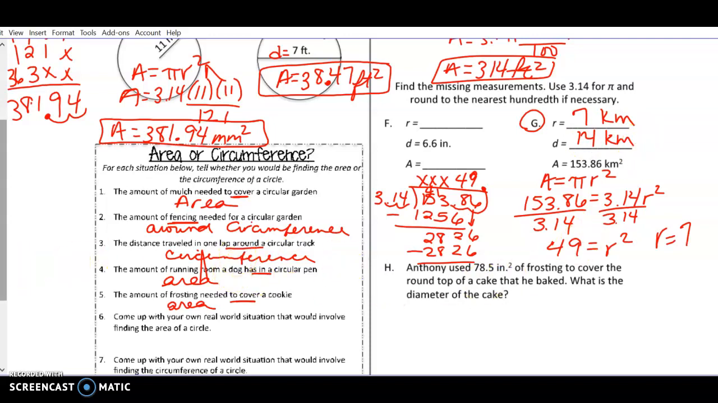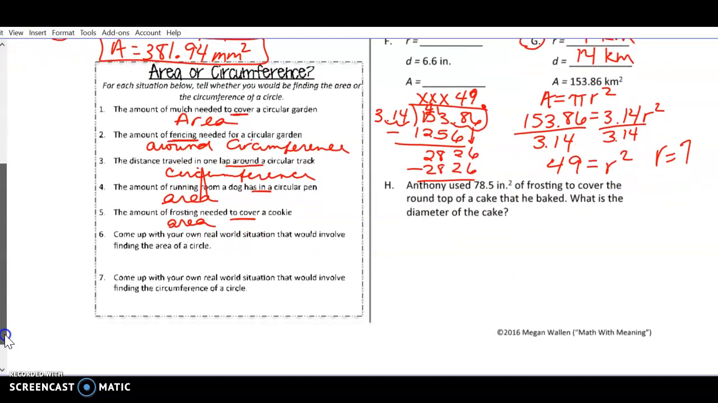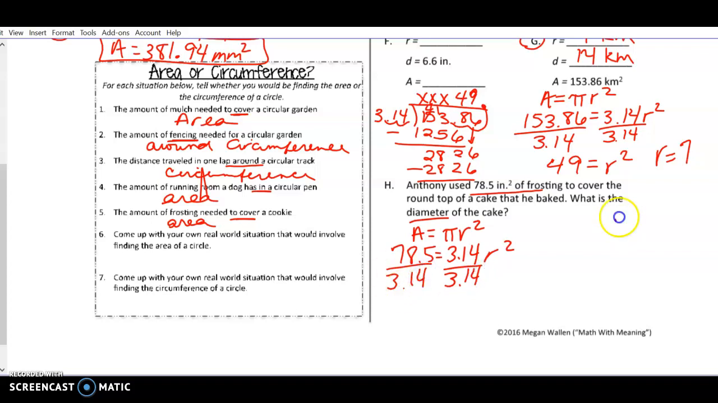So I'm going to let you try letter H. So if you want to pause me and then come back. If Anthony used this area to cover, what is the diameter? So again, area equals pi r squared, 78.5 equals 3.14 times r squared. So we're going to divide by 3.14. Make sure you move your decimal. 1, 2, 1, 2. So now I need to add a 0.